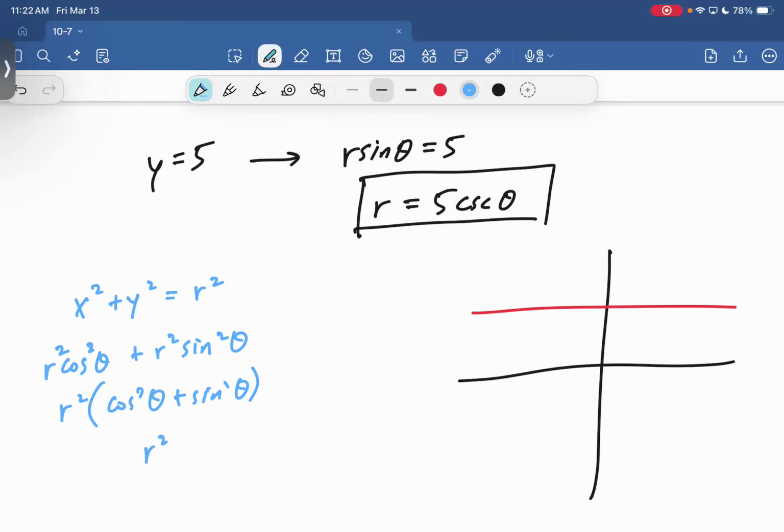And so you end up with r squared. And so that's another substitution that you can make, which would help you with 3a probably. But that concludes my lecture.